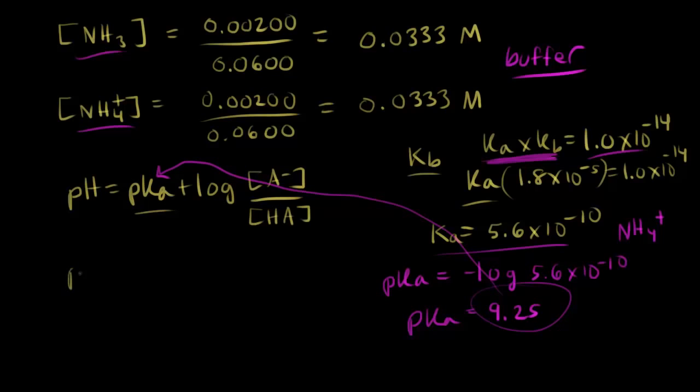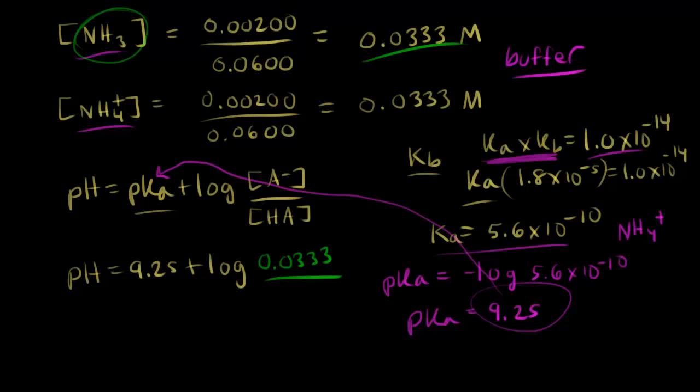So now we have the pH is equal to 9.25 plus the log of the concentration of A minus. A minus is your conjugate base, right? So that's what we're talking about up here for ammonia. So that's 0.0333, and that's over the concentration of your acid, which is NH4 plus, which is also equal to 0.0333.